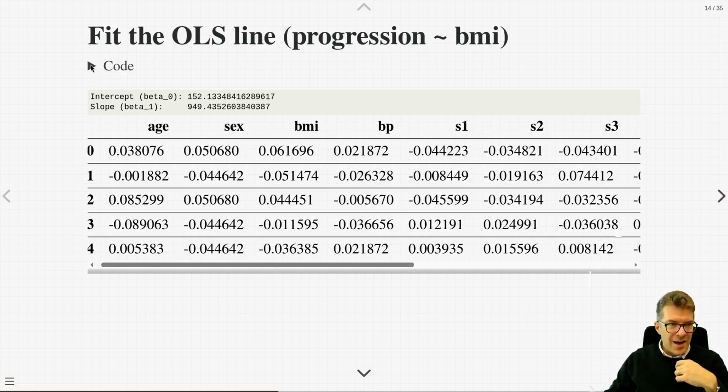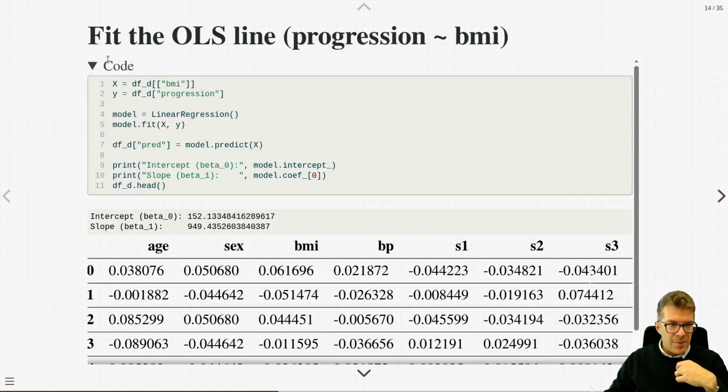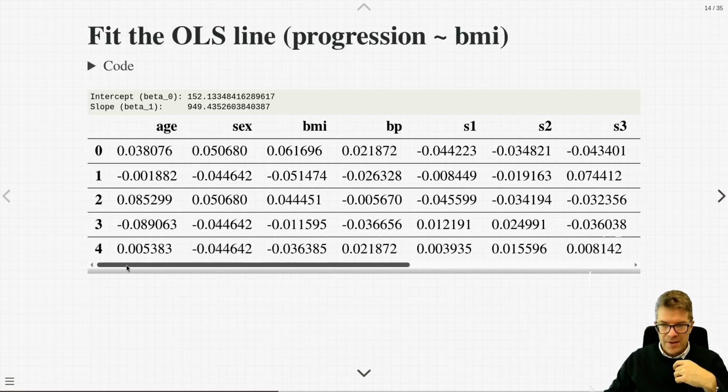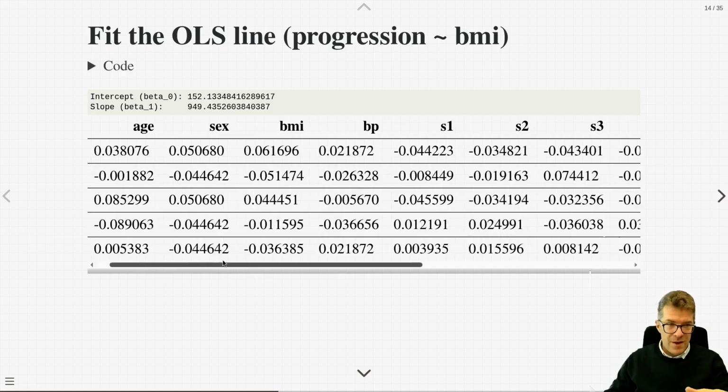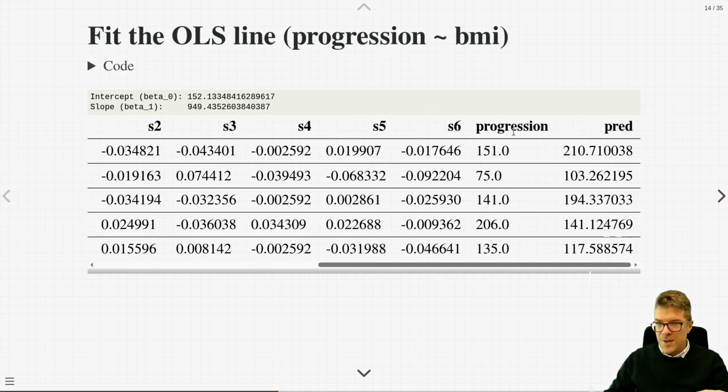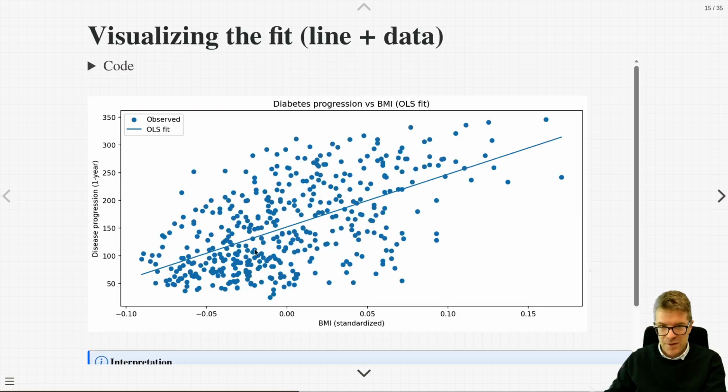I'm not sure why I included all of this here. But there's a lot more information available to us than just BMI. So you have age, sex, BP, and so on. I wanted to just mention that the main thing is progression and the prediction. So progression is the y values we're trying to predict, but then pred is what we actually predict. This is what X times beta actually gives us. So you can see that they're quite a bit off, at least subjectively.